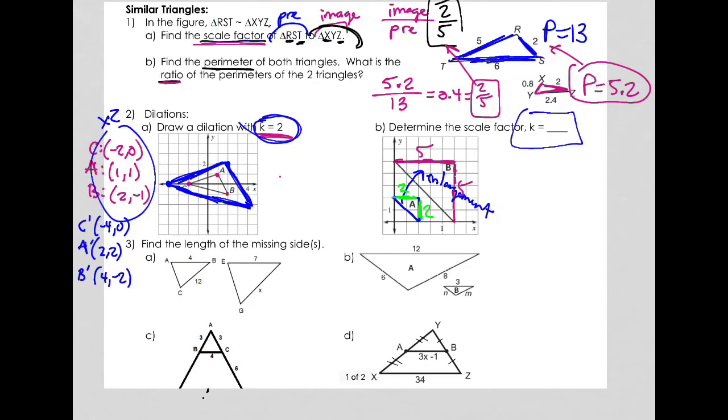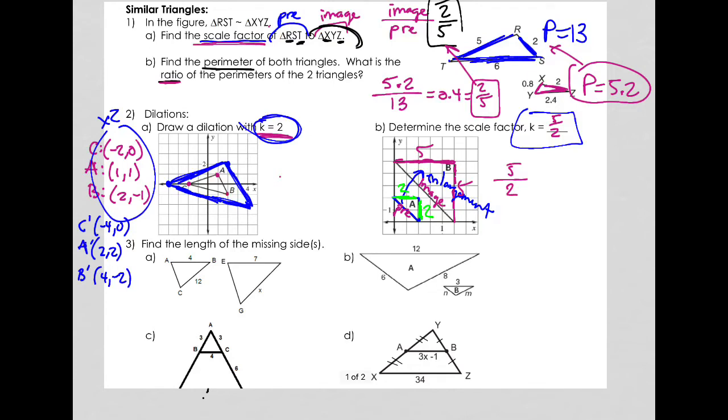So remember that this is our pre-image, this is our image, and remember with scale factors, you always put the aftermath, basically your image number, in the numerator, and your pre-image in the denominator. So 5/2, which is the same thing as 2.5. We know it's greater than 1, so it makes sense here that 5/2 is our scale factor. Not 2/5, because that would be a reduction.